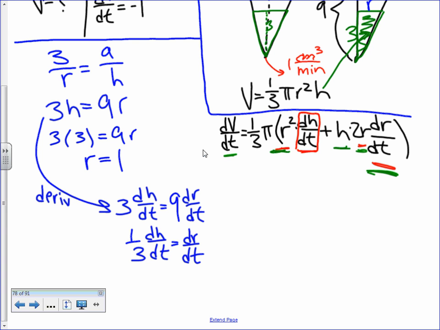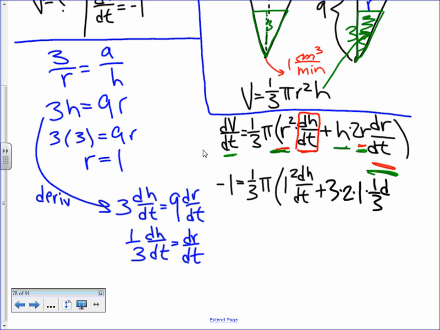All right, let's go ahead and substitute everything in. So dv dt, -1 equals 1/3 pi. Now r was 1, right? I swear I'm going to get some variable wrong and have to go back and do all of this again. 1 squared dh dt plus, now h was 3, 3 times 2 times 1 for r times 1/3 dh dt. Okay, so I substituted everything in right there.